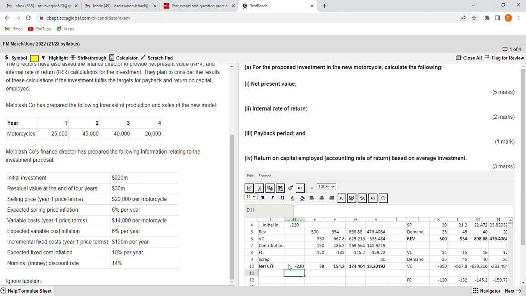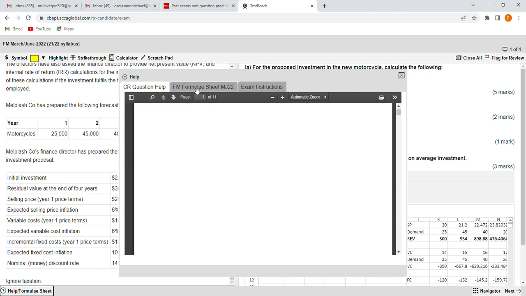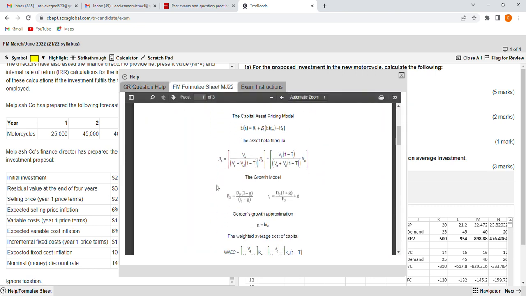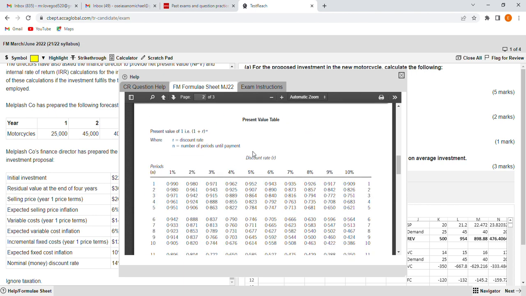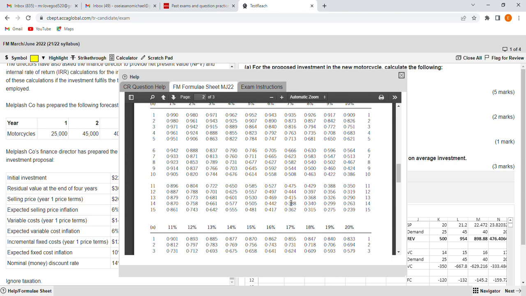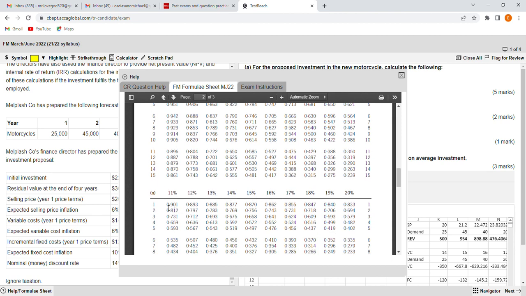Now the discount, they say that nominal money discount rate is 14%. It's not taxation. So here there's nothing like tax or after tax or whatever. I have lectures on tax, so you can also go through. Okay. So here the discount rate is 14%. So we have discount factor 14%. So you can come here, formula sheet, and here you find your discount rate. That's the present value. So here your discount is 14%. So year 1, year 2, year 3, year 4.